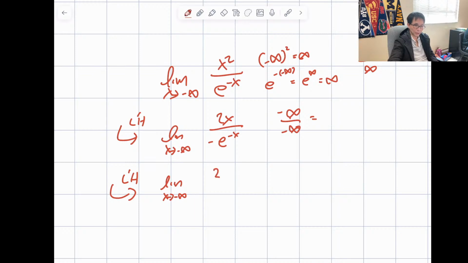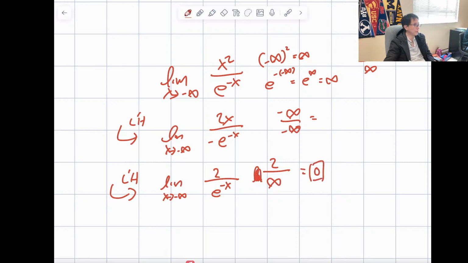It's going to be 2 over e to the negative x. Well, what is that? It's 0, because it's 2 over infinity. Why is 2 over infinity equal to 0? Because it's 2 over a really large number. That's 0. Done. But the problem with this case, infinity over infinity, is you had to apply L'Hopital's rule more than once. You can apply it more than once. That's okay.